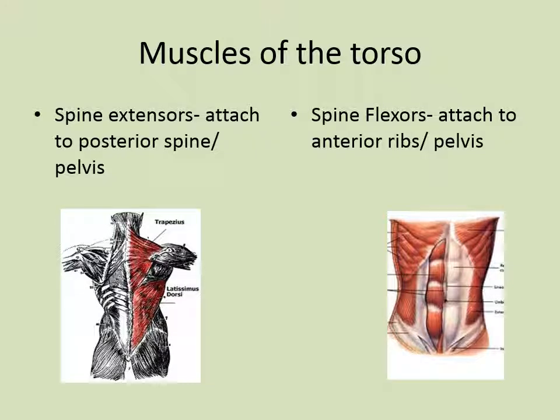Muscles of the torso, in very general terms, include the spine extensors. So these will attach to the posterior spine and the pelvis. So the spine extensors would be things like the latissimus dorsi and the multifidus, which is deep inside. Our spine flexors attach to the anterior ribs and pelvis. So those would be our abdominal muscles, say for instance, and our psoas muscle, which is also one of our hip flexors. So the spine flexors are in the front, the spine extensors are in the back of the torso.